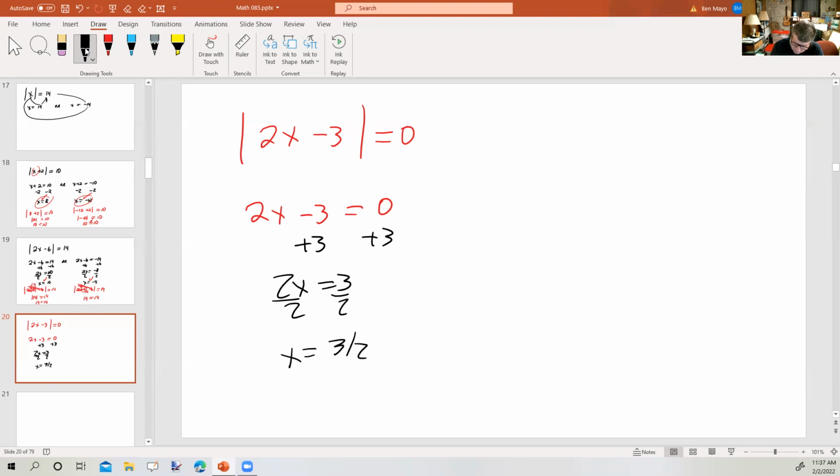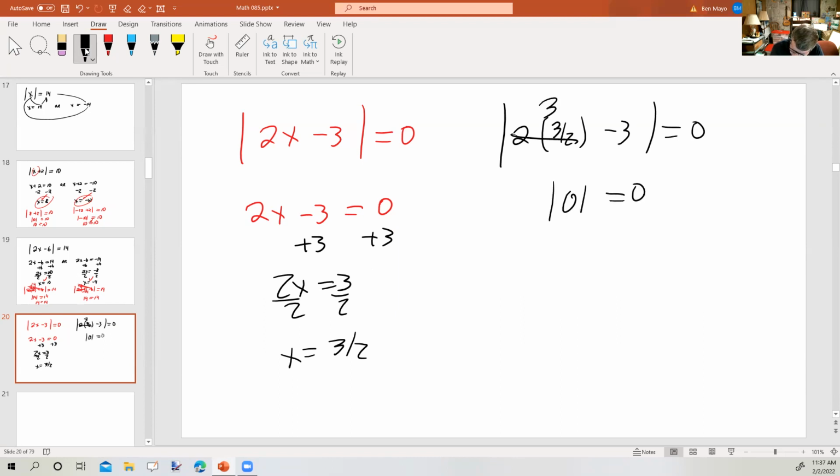Let's check our work. The absolute value of 2 times 3/2 minus 3 equals 0. 2 times 3/2 reduces down to 3. 3 minus 3 is 0. The absolute value of 0 is 0. So 0 equals 0, and it checks. So again, if it's set equal to a positive number, we have two possible equations. If it's set equal to 0, we have just one possible equation.